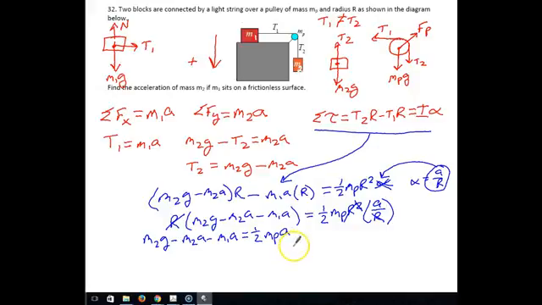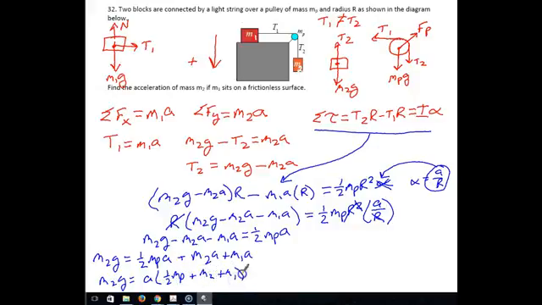They want us to solve this for a, so we need to get all the a's on one side. To do that, let's take these two and add them to the other side. So now we've got m2g is equal to 1/2 mp a plus m2a plus m1a. At this point we can factor out an a, so we have m2g is equal to a times (1/2 mp plus m2 plus m1), and now we just solve for a. We'll divide both sides.